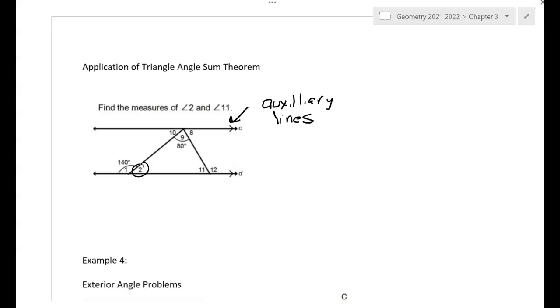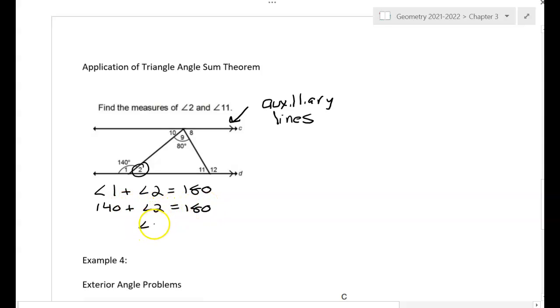Well, I know that angle 2 is a linear pair with angle 1. So angle 1 plus angle 2 equals 180. That means that angle 1 is 140. So 140 plus angle 2 equals 180. Then just subtract your 140 from both sides. Angle 2 is 40. Angle 9 is 80.